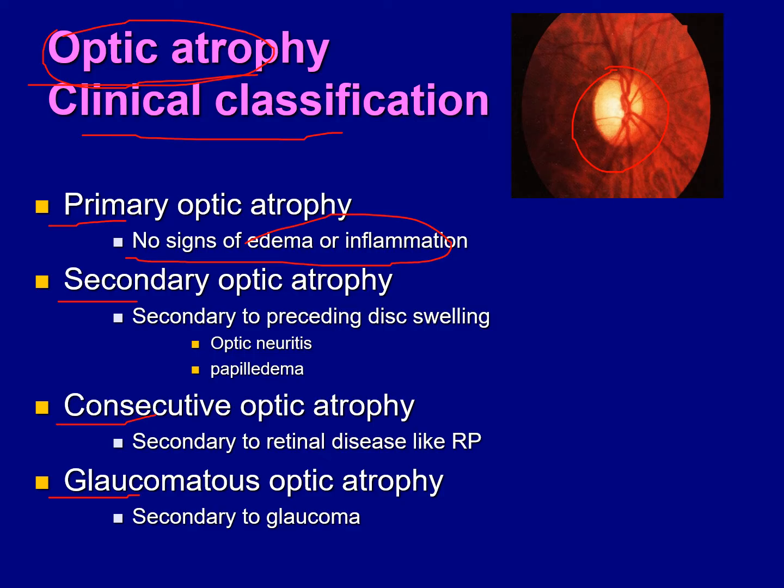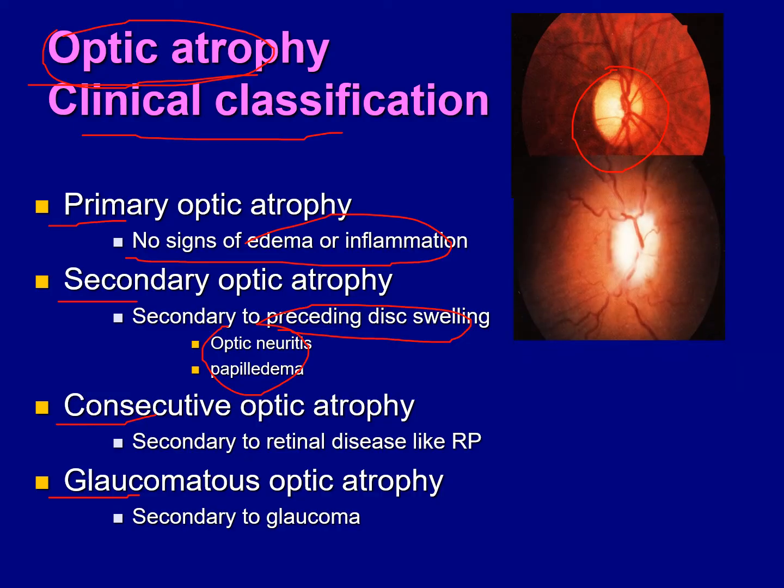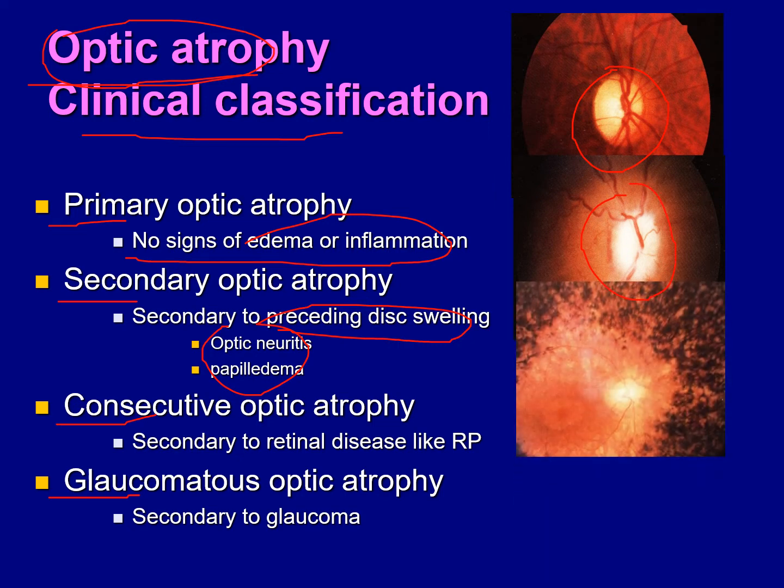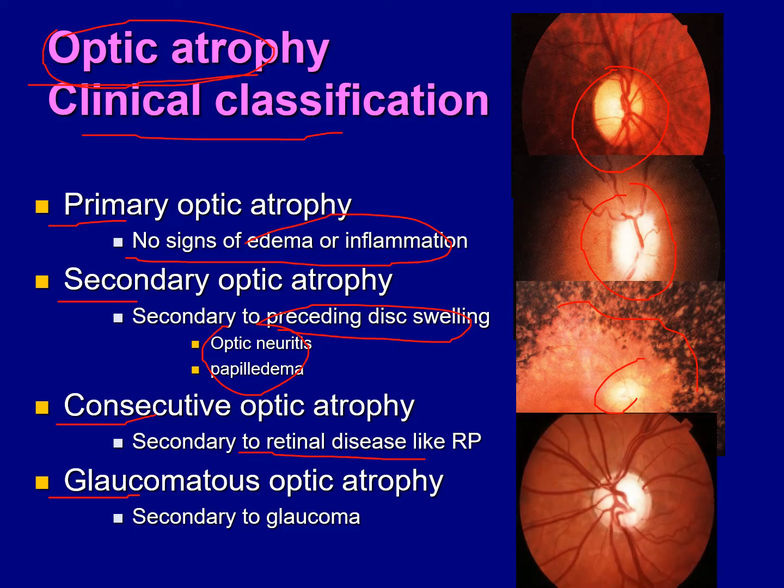Secondary optic atrophy is secondary to preceding optic disc swelling, which could be because of different clinical conditions. Because of the swelling, the optic disc margins will be blurry, as you can see here. Then there is consecutive optic atrophy, which is secondary to a retinal disease. So in addition to the optic atrophy, you can see the retinal disease signs as well. And glaucomatous optic atrophy is secondary to glaucoma, in which the cup is quite big, though the margins are clear. So these are the four types of optic atrophy according to clinical classification.